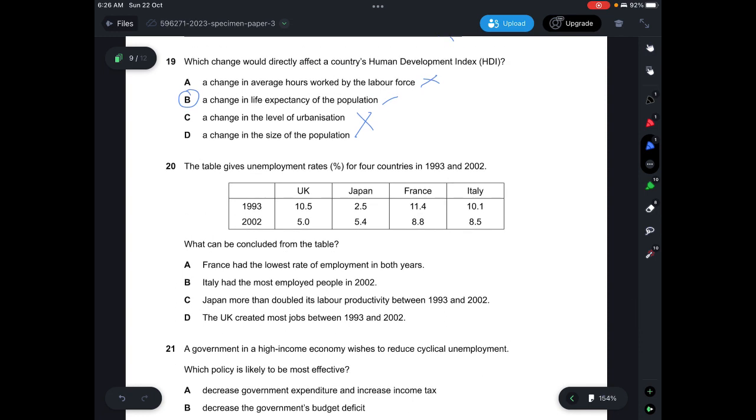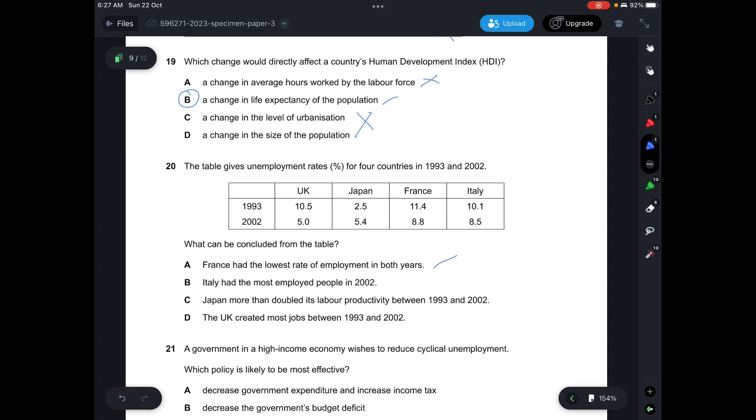Question 20, the table gives unemployment rates for 4 countries in 1993 and 2002. And what can be concluded from the table? So the unemployment rate in the UK is 10.5 to 5, and then for Japan it is basically double, from 2.5 to 5.4. France is from 11.4 to 8.8, and Italy is 10.1 to 8.5. So let's look at the 4 options here. A, it says France had the lowest real employment in both years. Lowest employment rate in both years. So if you look at France, the unemployment rate is 11.4, which means that the employment rate would be about 88.6. And then for 2002, it will be 91.2. If you look at the other countries, the numbers are significantly lower, so that would be concludable.